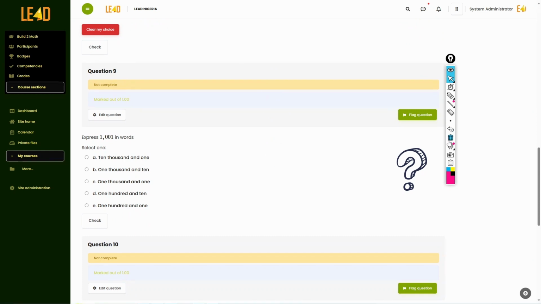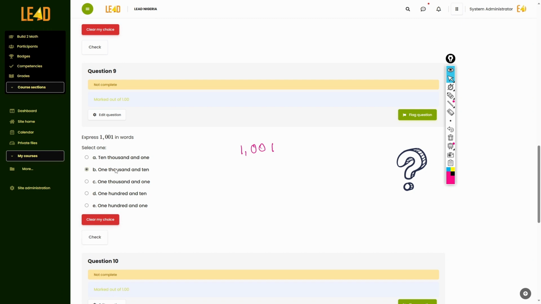Okay, express that in words. So we have 1,001. So this is 1,000. 1,001. Because after the first 3 spaces coming from the left, so 1, 2, 3, they'll move to thousands, and the only number that is there is just 1, right? 1,000, and then and 1.